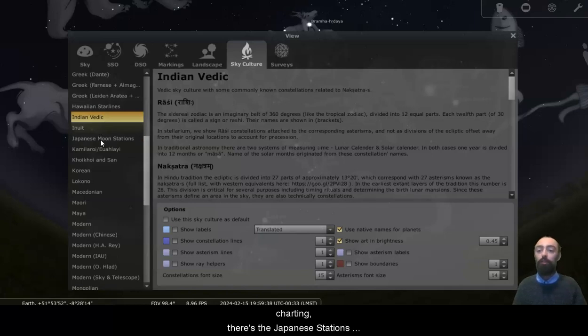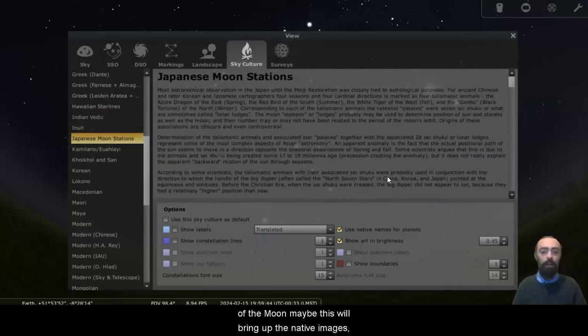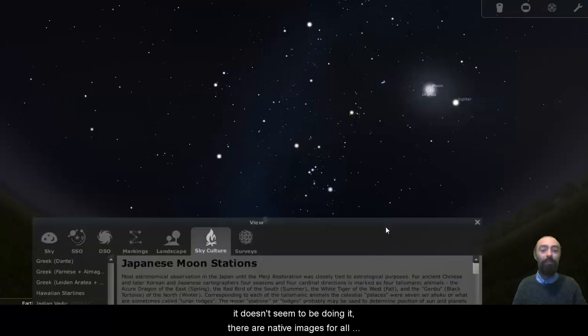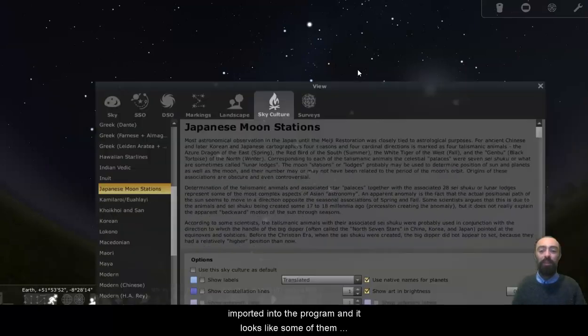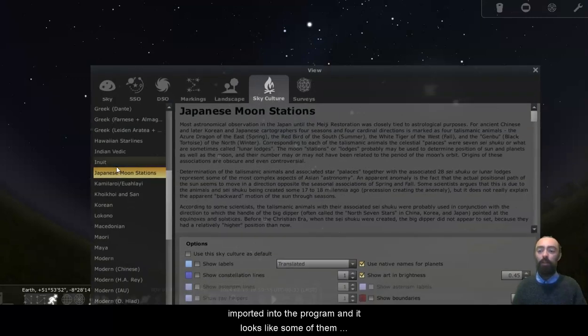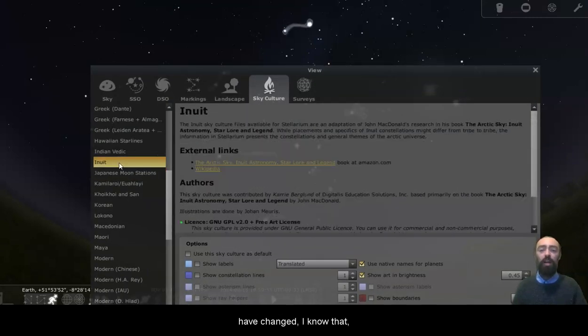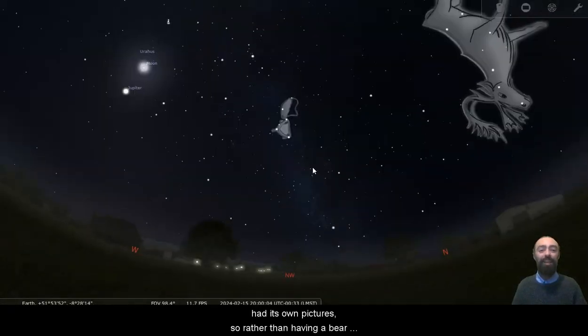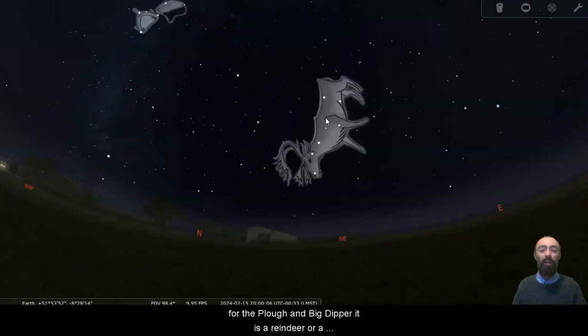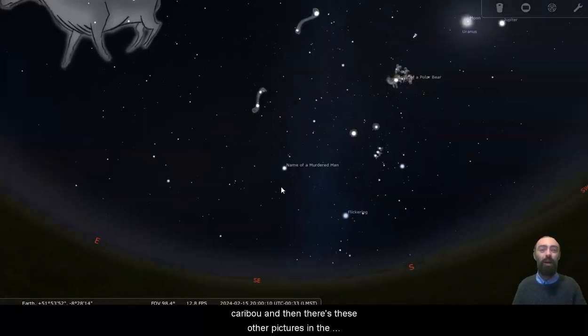There's the Japanese stations of the moon. Maybe this will bring up the native images. It doesn't seem to be doing it. There are native images for all of these different cultures, but not all of them have been imported into the program. And it looks like some of them have changed. I know that, there we go. I know that the Inuit culture had its own pictures. So rather than having a bear for the plow or the Big Dipper, it is a reindeer or a caribou.